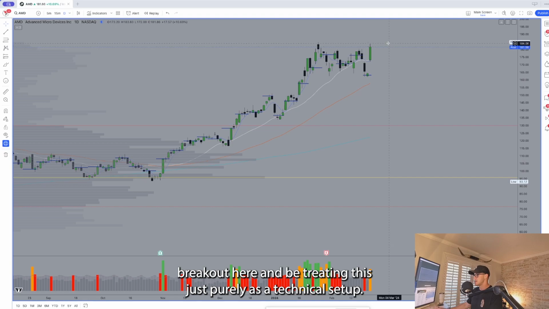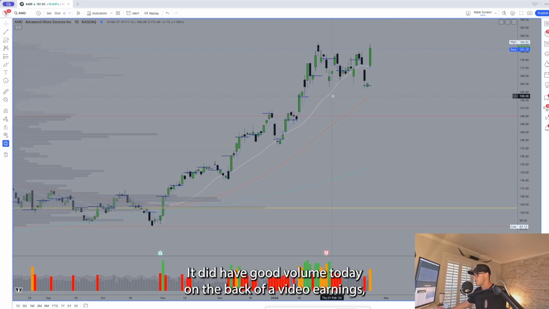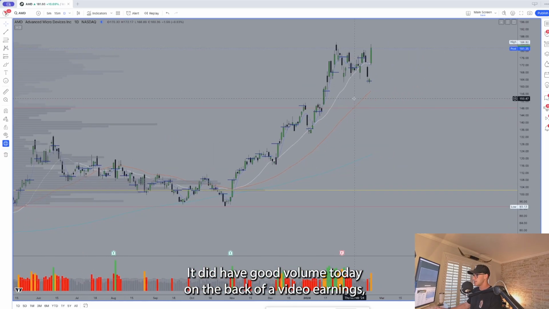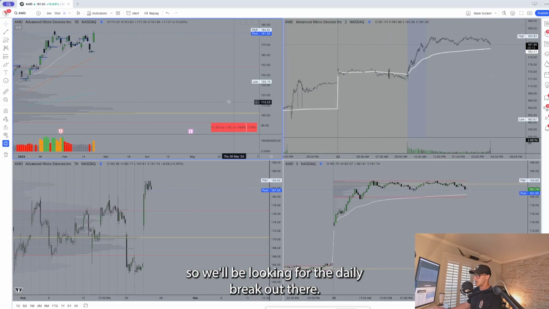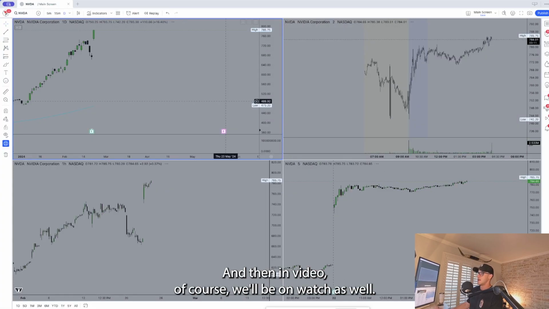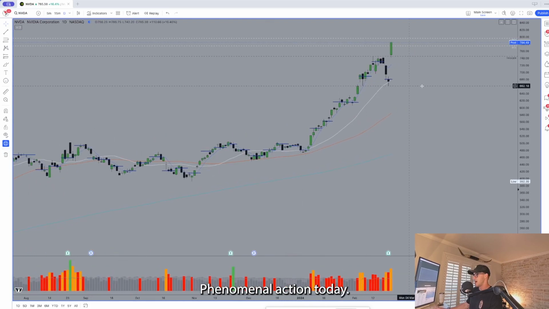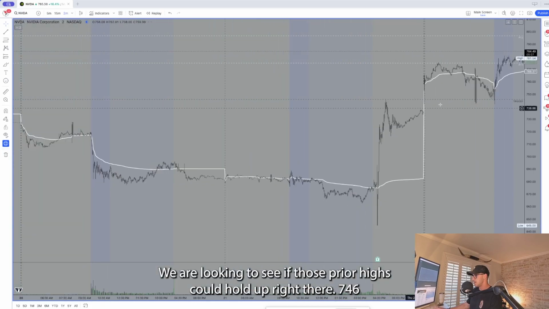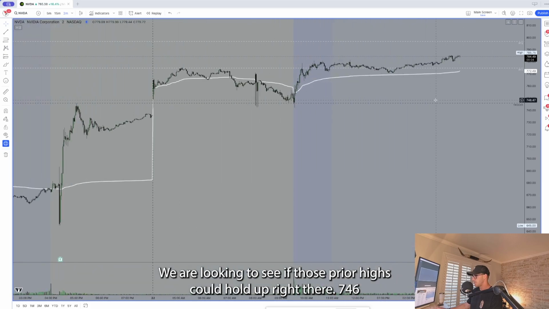As far as individual names, I do like AMD for the potential daily breakout here. Going to be treating this just purely as a technical setup. It did have good volume today on the back of NVIDIA earnings. So we'll be looking for the daily breakout there. And then NVIDIA, of course, will be on watch as well. Phenomenal action today. We're looking to see if those prior highs could hold.